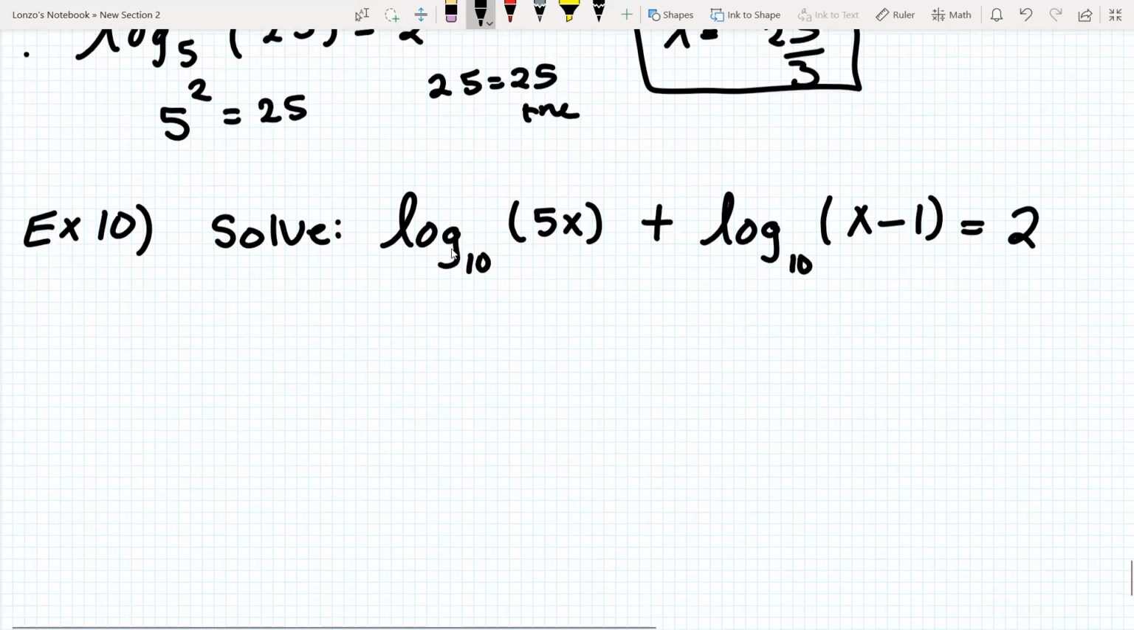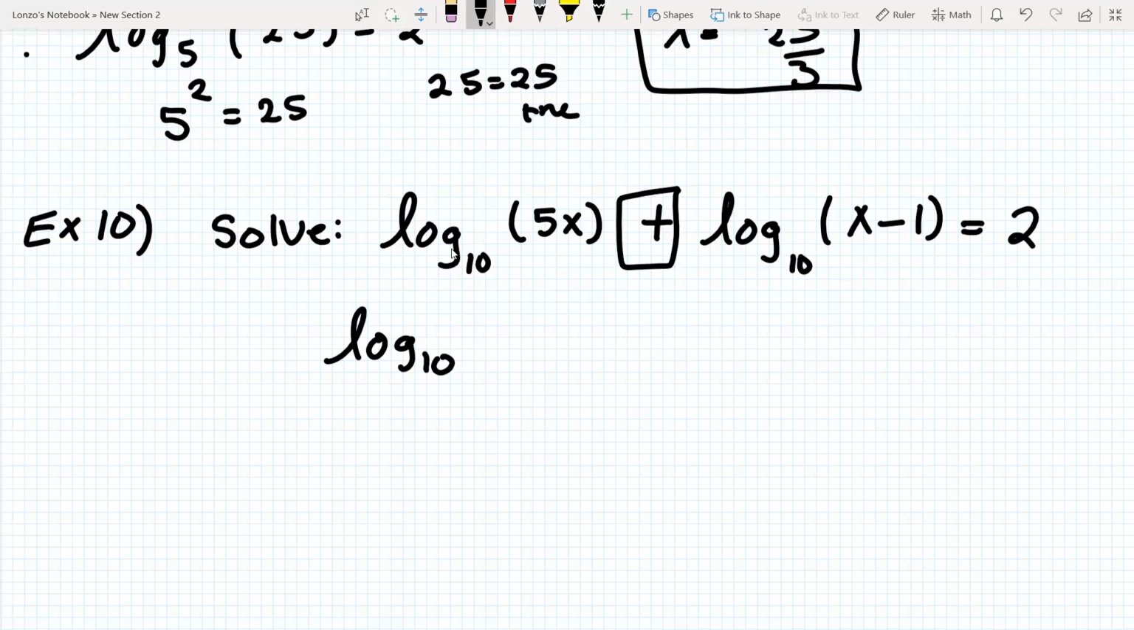Okay, so the first thing I would do is simplify the left side. Let's condense it into one single log base 10. So we can do that. That'd be log base 10, and then we have an addition. So what do we know about that? When you're adding logs, you're really multiplying. So this would be 5x times x minus 1 equals 2.